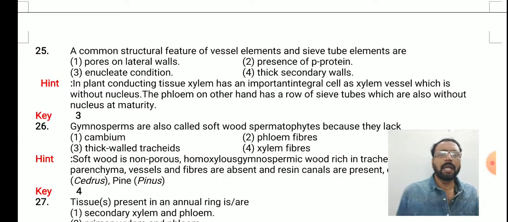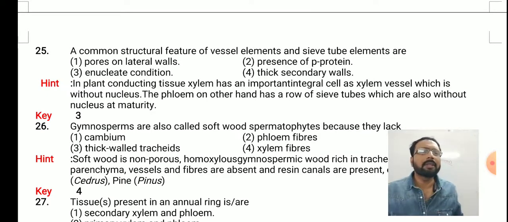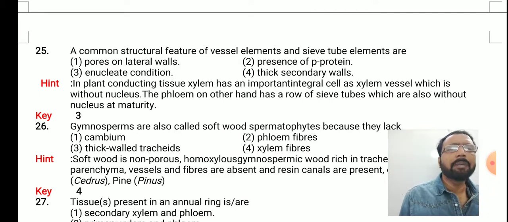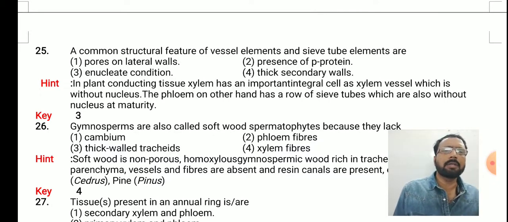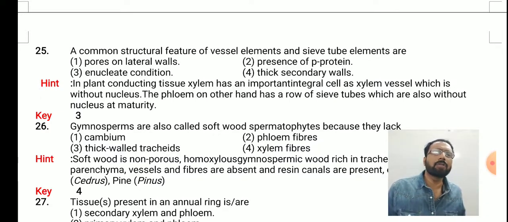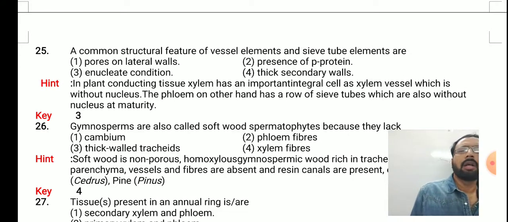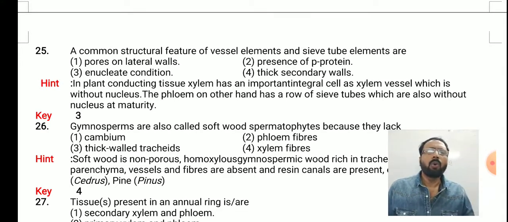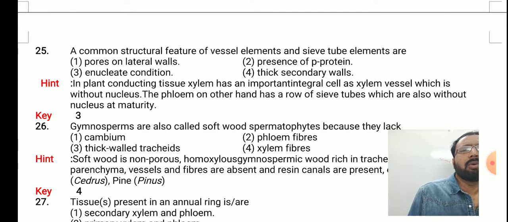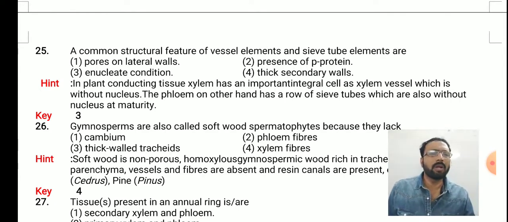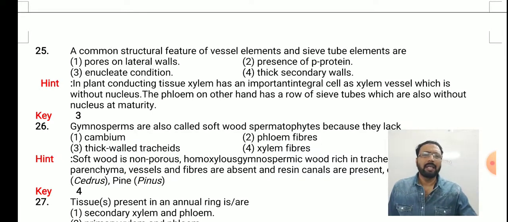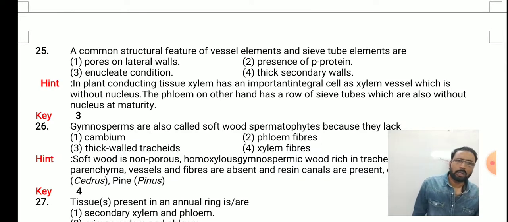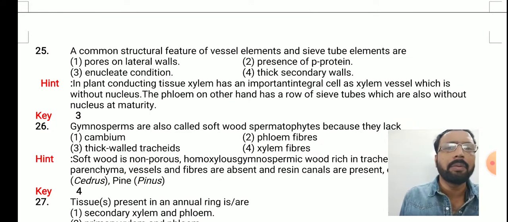Next, the 25th question. A common structural feature of vessel elements and sieve tube elements is: pores on lateral walls? No, in sieve tubes end walls are present. Presence of P protein? That is seen only in sieve tubes. Enucleate condition? Yes, no nuclei. That is the common thing.